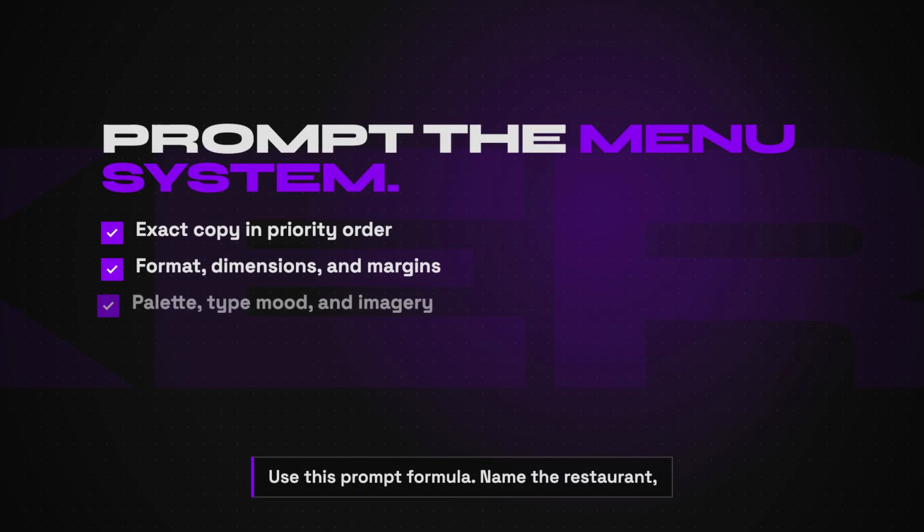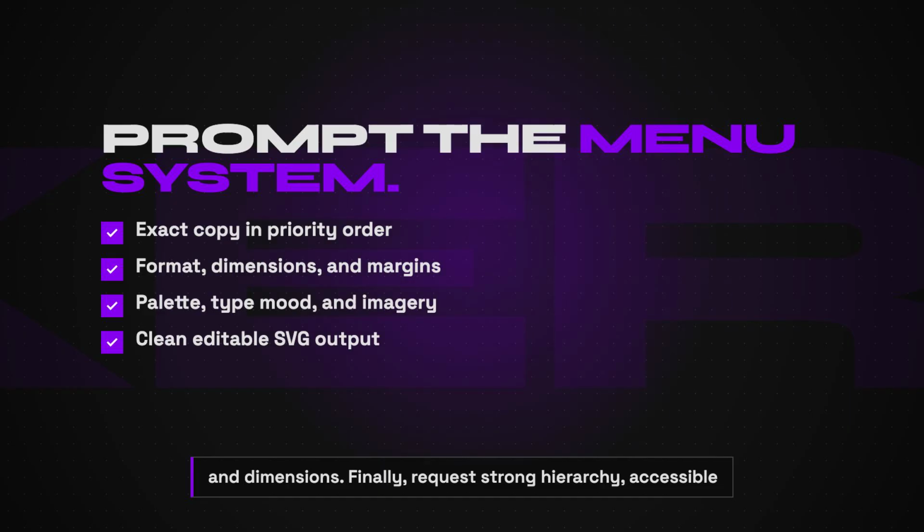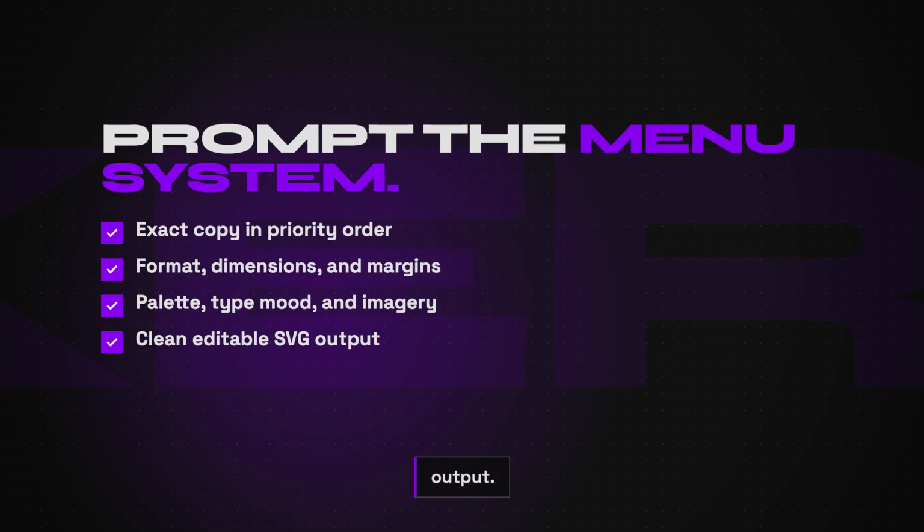Use this prompt formula. Name the restaurant, cuisine, audience, service moment, and menu format. Paste the exact sections, items, descriptions, and prices. Define the mood, palette, typography, imagery, and dimensions. Finally, request strong hierarchy, accessible contrast, print-safe spacing, and clean editable SVG output.